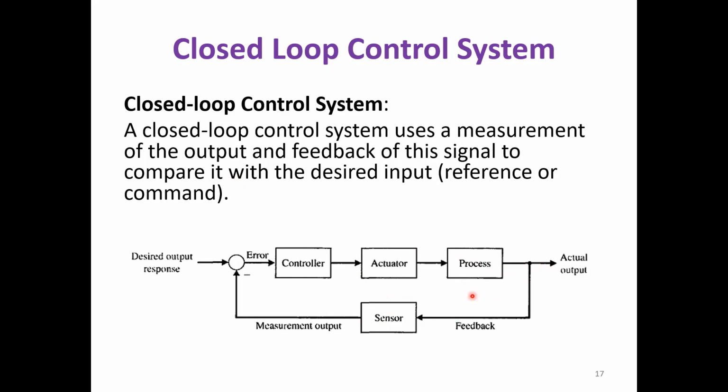A closed loop control system uses the measurement of the output and feedback of this signal to compare it with the desired input, reference or command. That is the output response, and that is the actual output. So there is this feedback here.